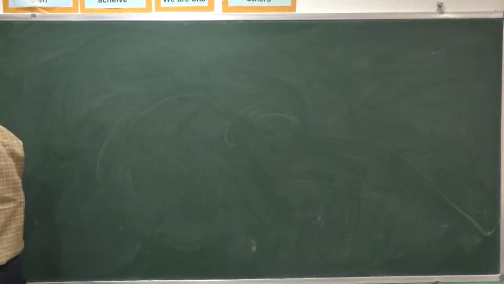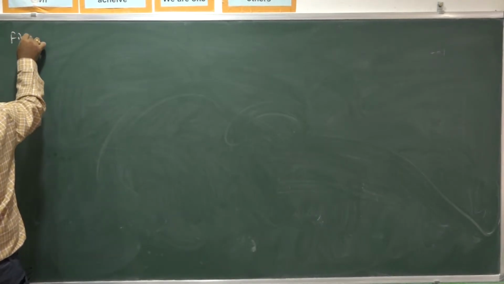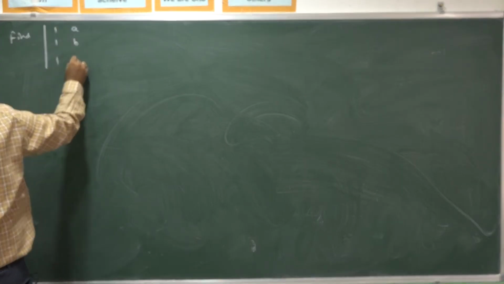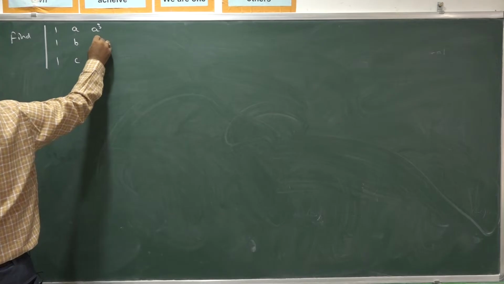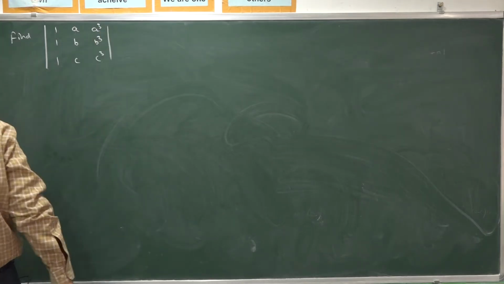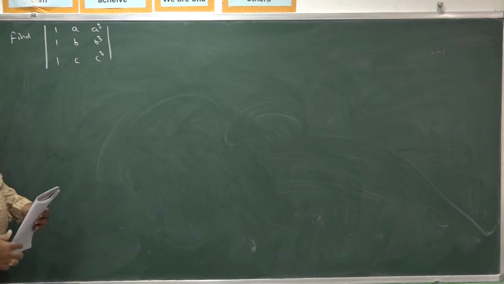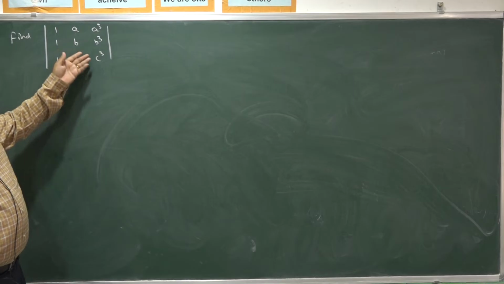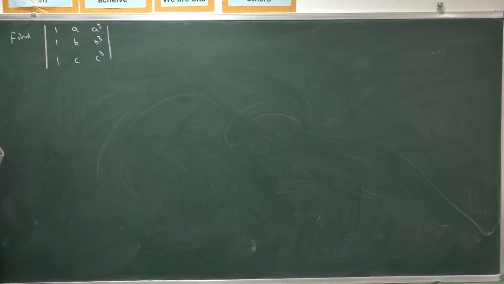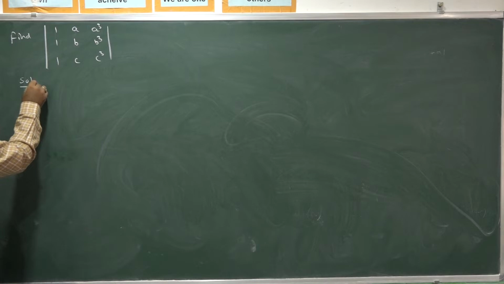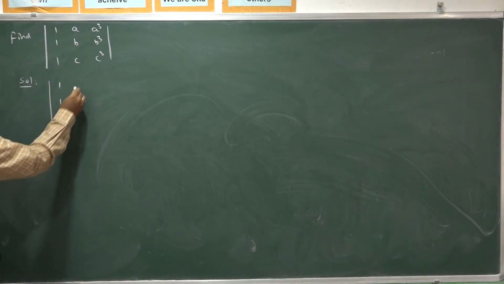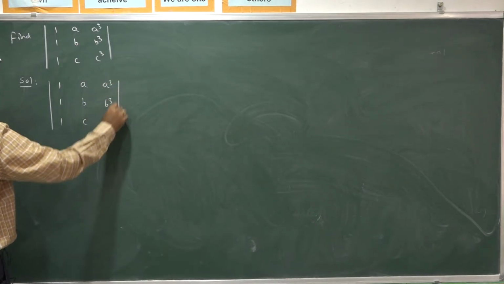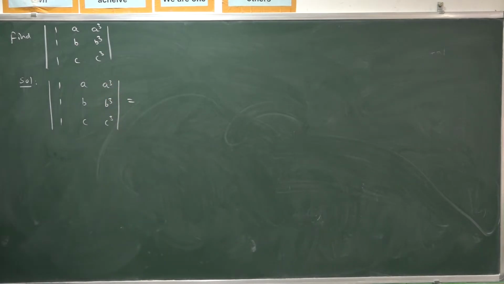Next one. Similarly, find the determinant of 1, 1, 1, A, B, C, A cube, B cube, C cube. Instead of A square, B square, C square, here I am taking A cube, B cube, C cube. In such a case, let us consider the determinant as in the previous case.